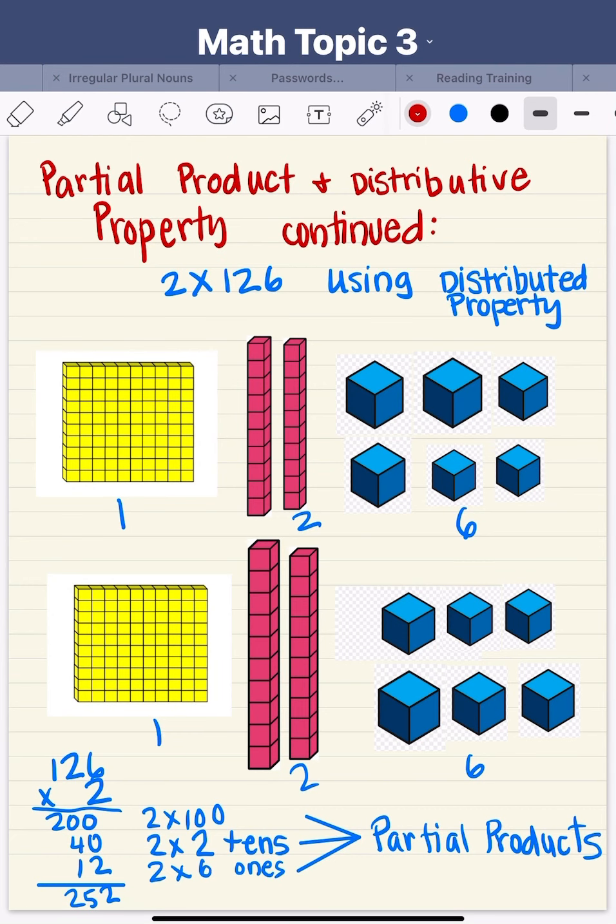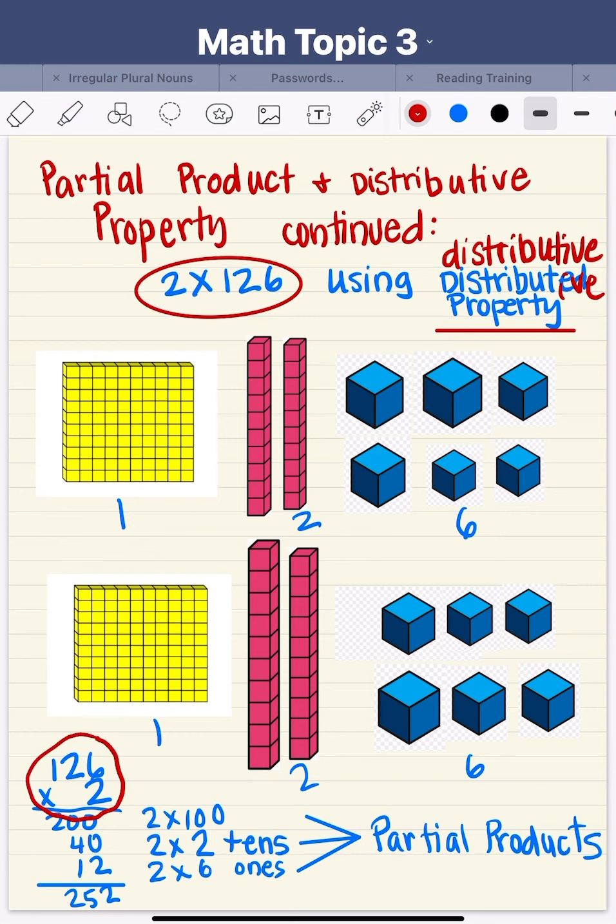Partial product and the distributive property, continued. All right, so let's say I wanted to use place value blocks to find 2 times 126. All right, and I want to use the distributive property. Distributive. I misspelled that. I wrote it out wrong. All right, so I want to show 126 times 2.